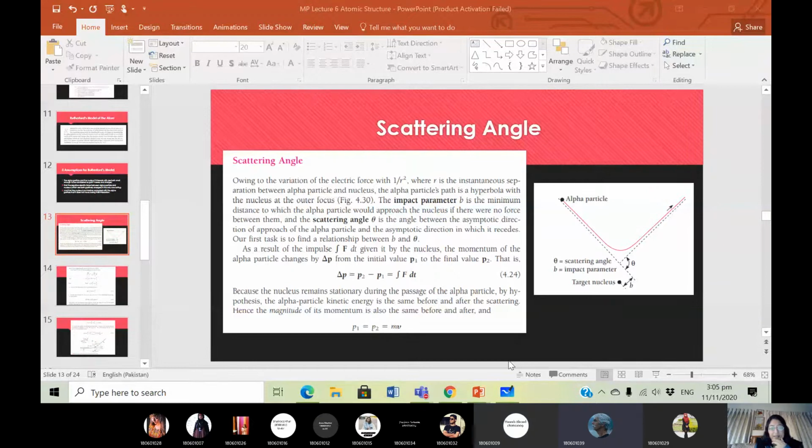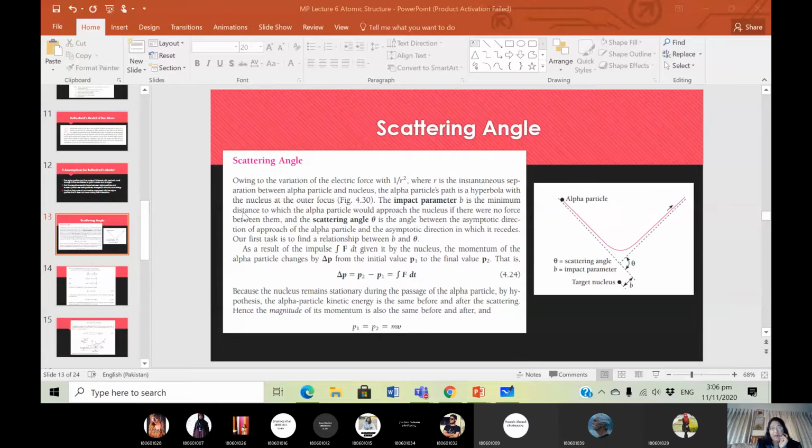Okay, so scattering angle. Now, we will give some important terms. Owing to the variation of the electric force, which varies with 1 over r squared. We know that, right? Electric force is inversely proportional to r squared, where r is the distance between the two charges. And r is the instantaneous separation between the alpha particle and the nucleus. So what is r here? R is the distance between the alpha particle and the nucleus, okay?